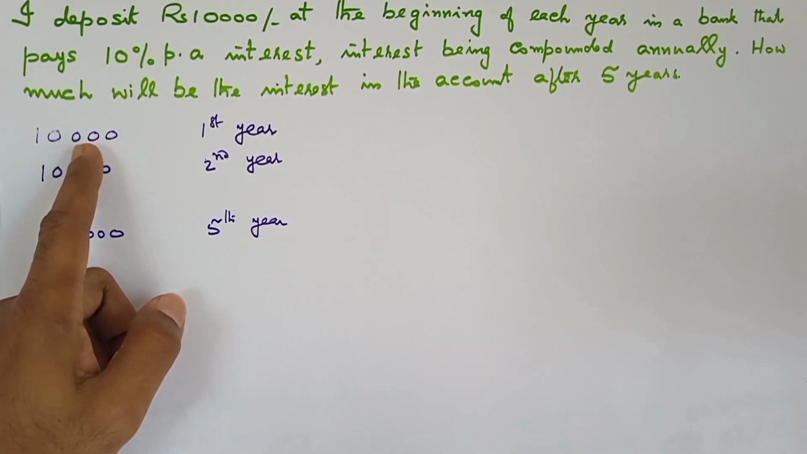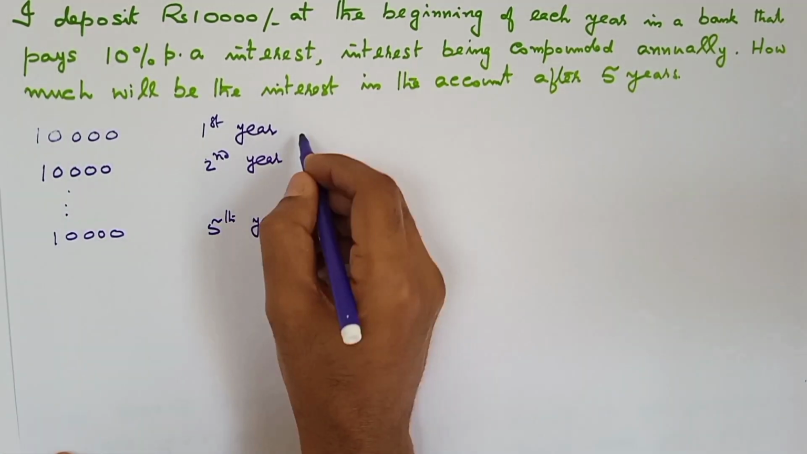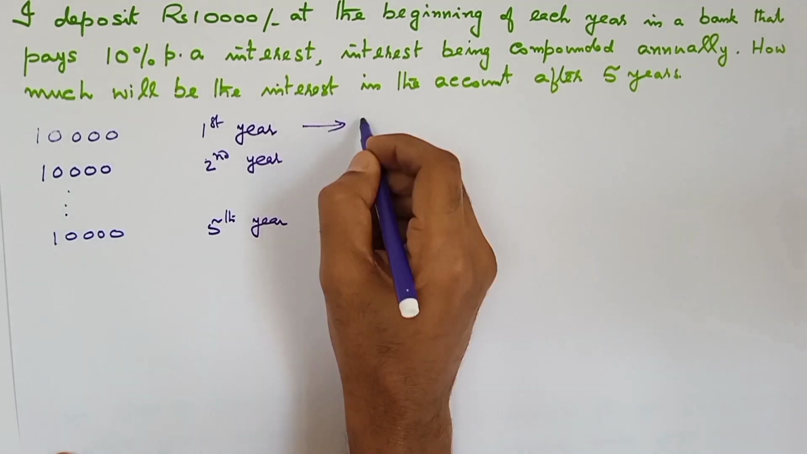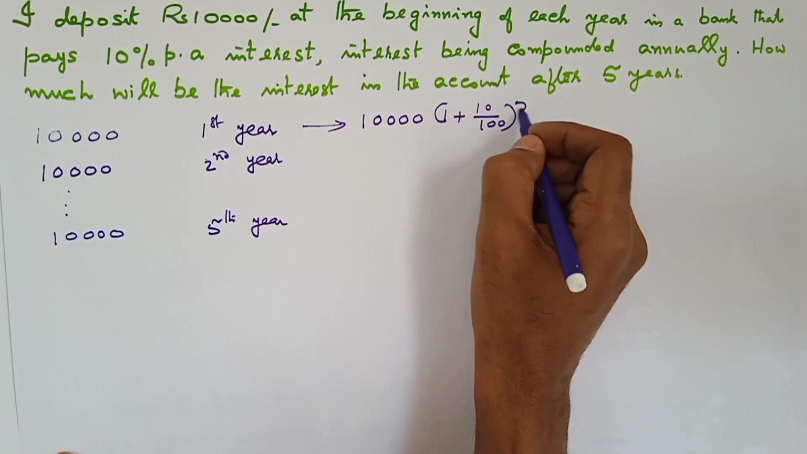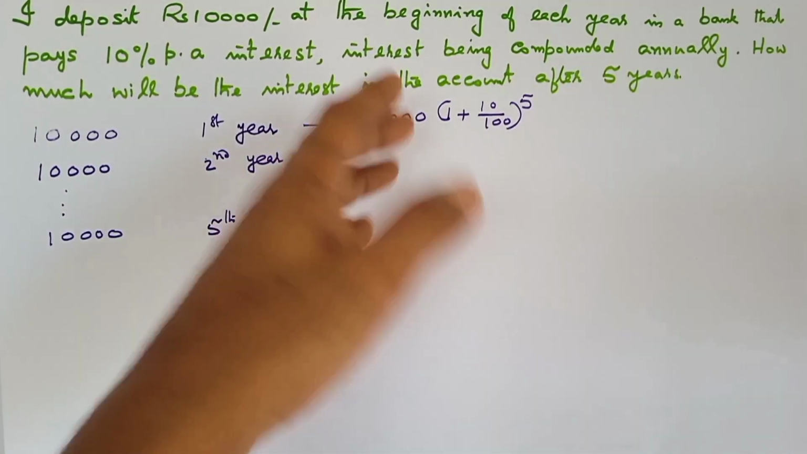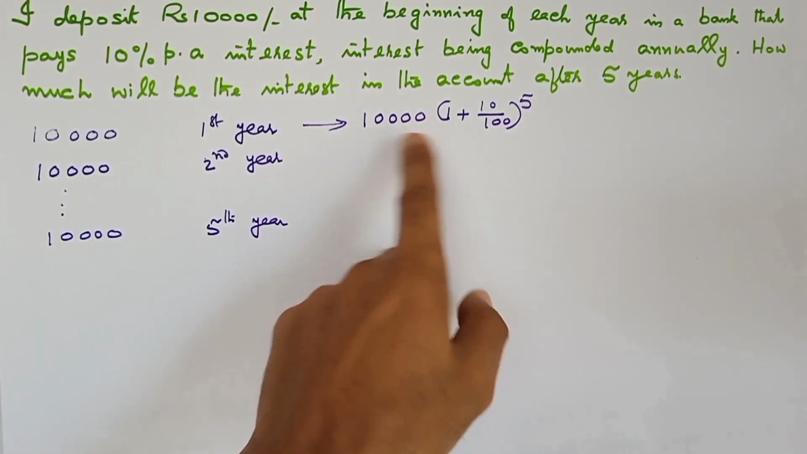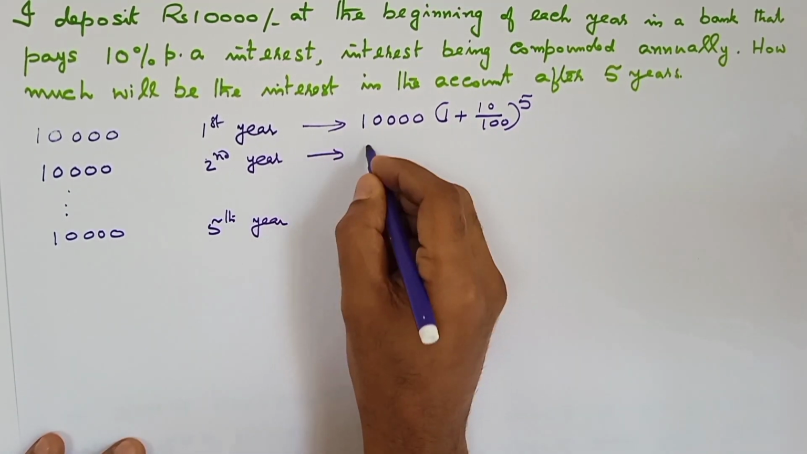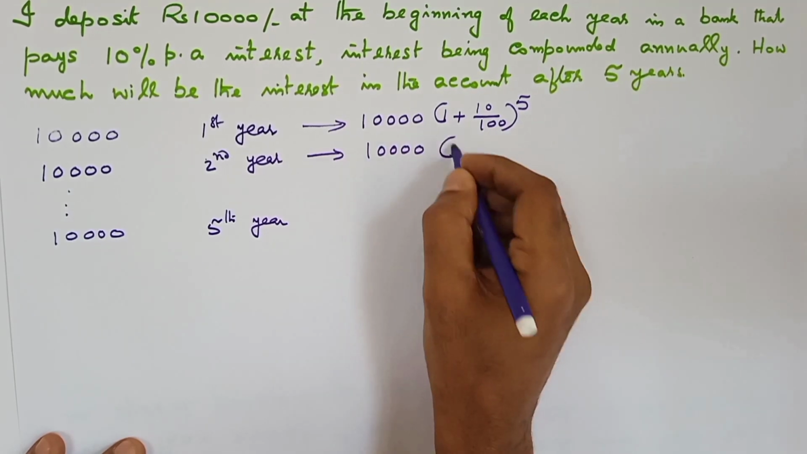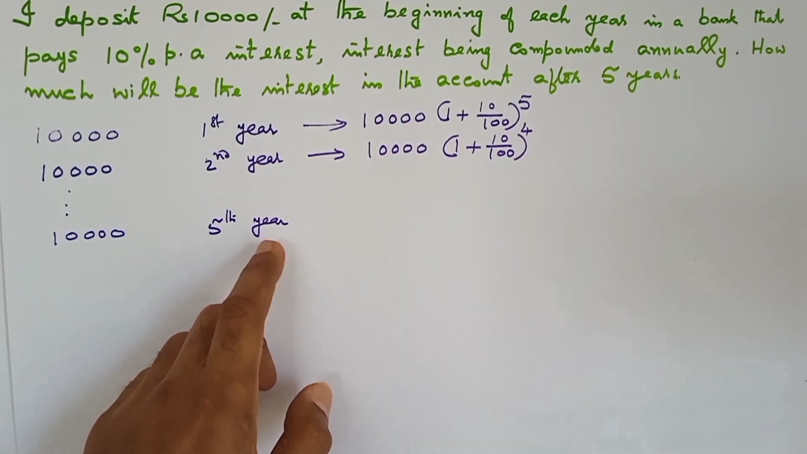Now look at the first 10,000 deposited in the bank. That will stay with them for how many years? 5 years. So that 10,000 will become 10,000 into 1 plus 10 by 100 raised to 5. It's an interest being compounded annually. So by using the basic formula, 10,000 will amount to so much after 5 years. Similarly, the second will remain with the bank for 4 years. So this will be the total amount you get at the end of the fifth year.